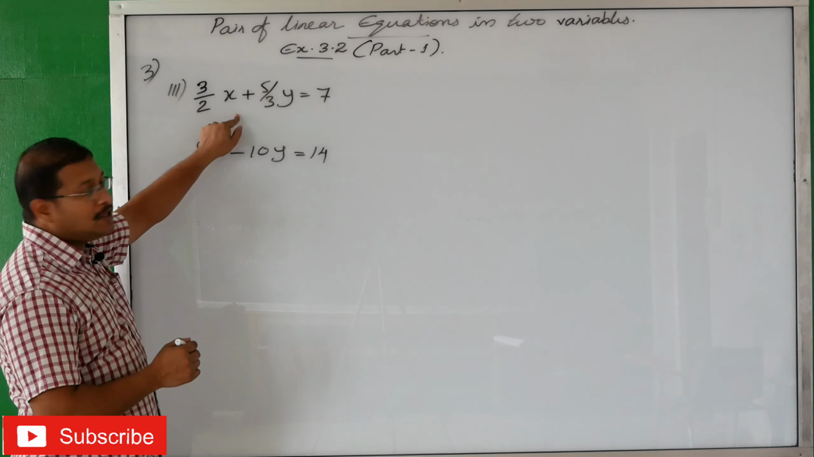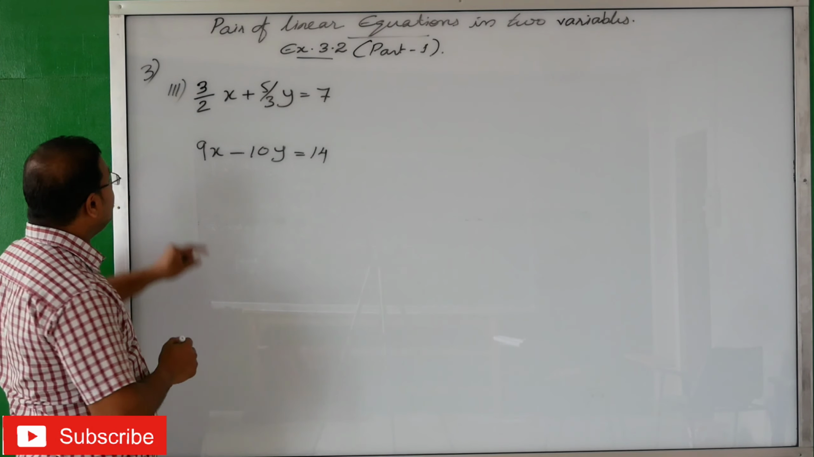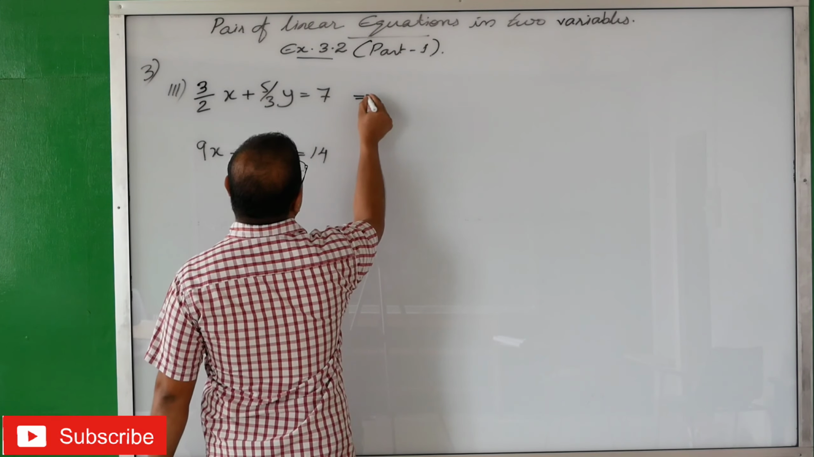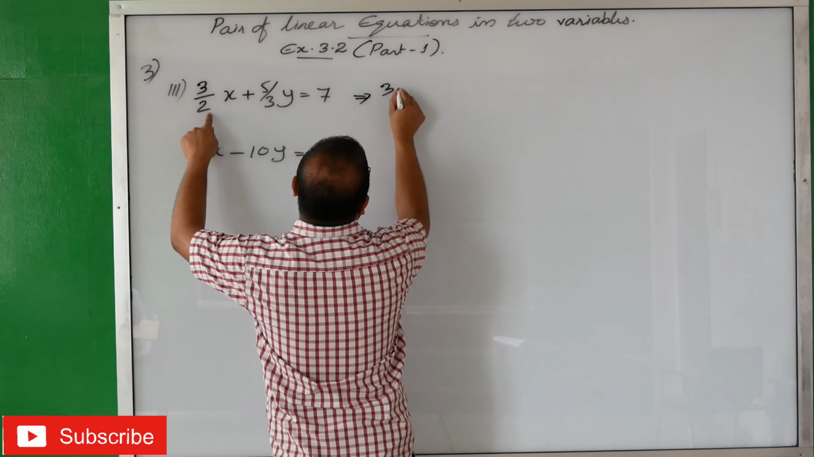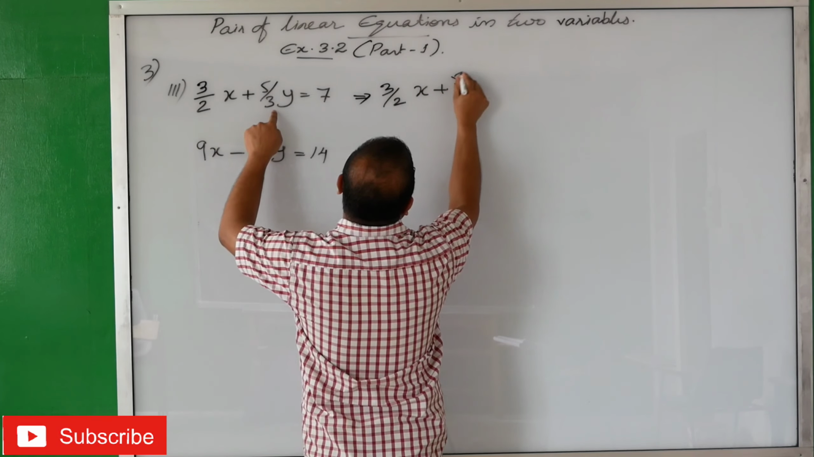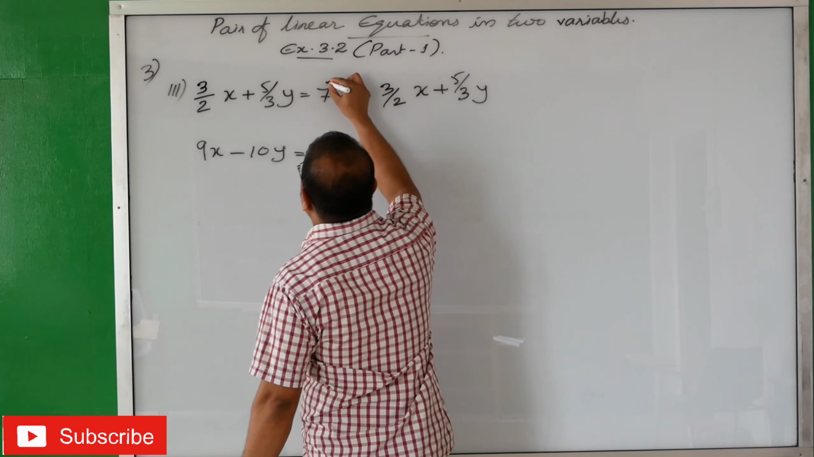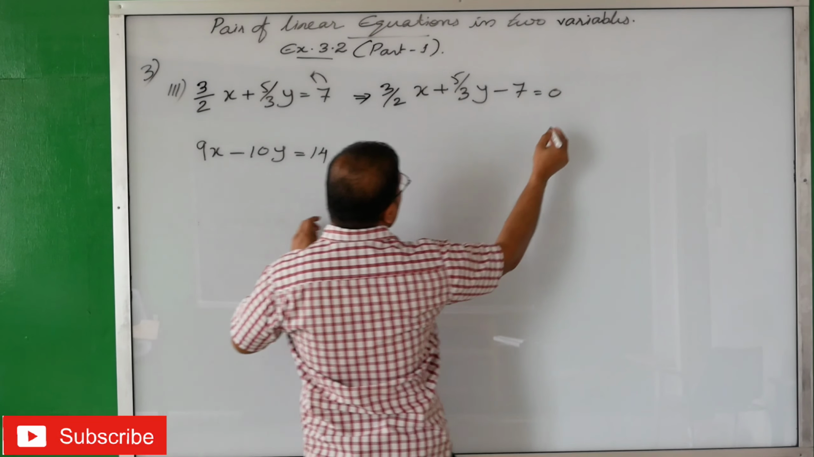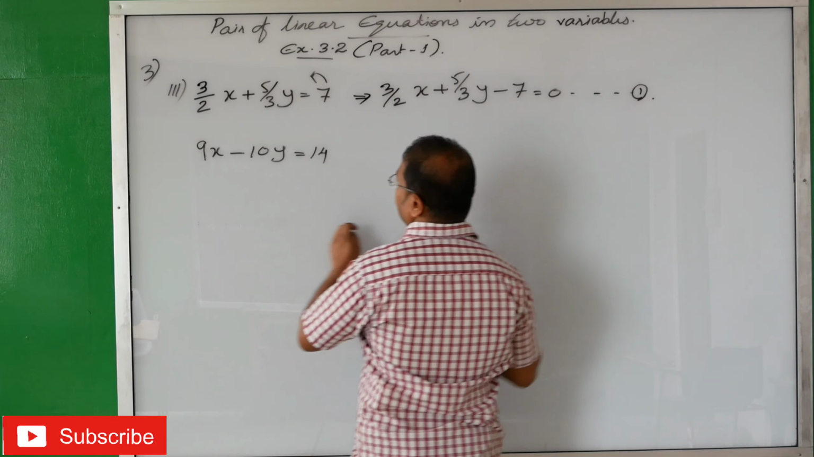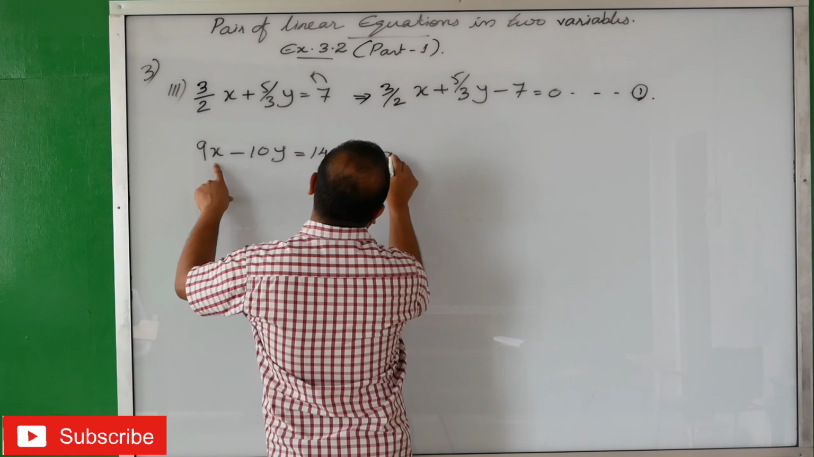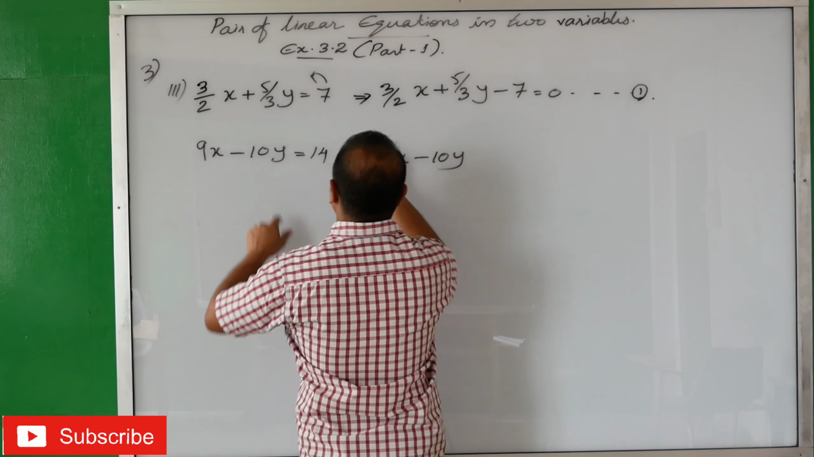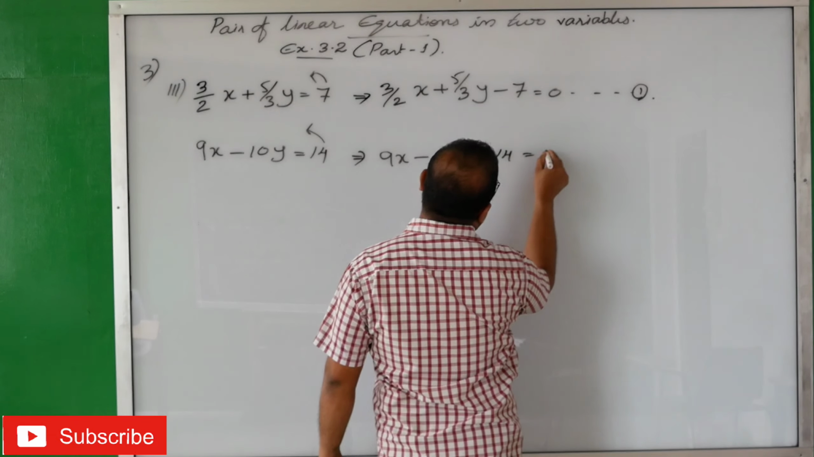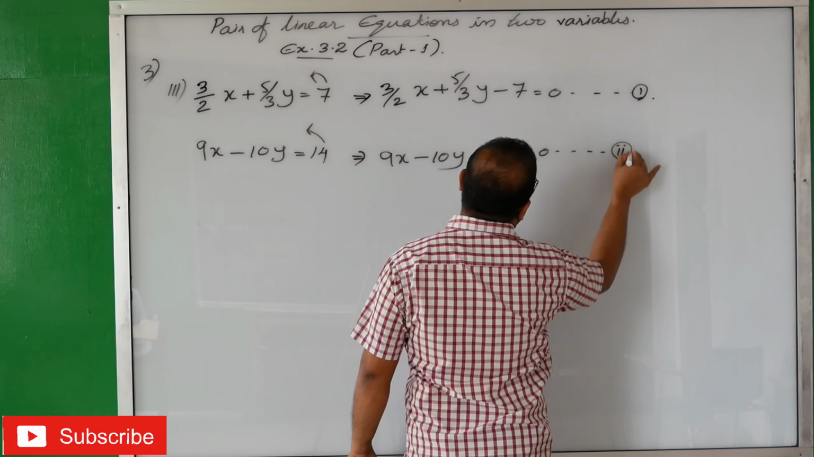3 by 2x plus 5 by 3y equals 7 and 9x minus 10y equals 14. So what will you do? First the equations will rearrange. That means 3 by 2x plus 5 by 3y, this 7 goes next side, that is minus 7 equal to 0. This is equation number 1. After that, next one: 9x minus 10y, 14 goes next side, minus 14 equal to 0. This is equation number 2.